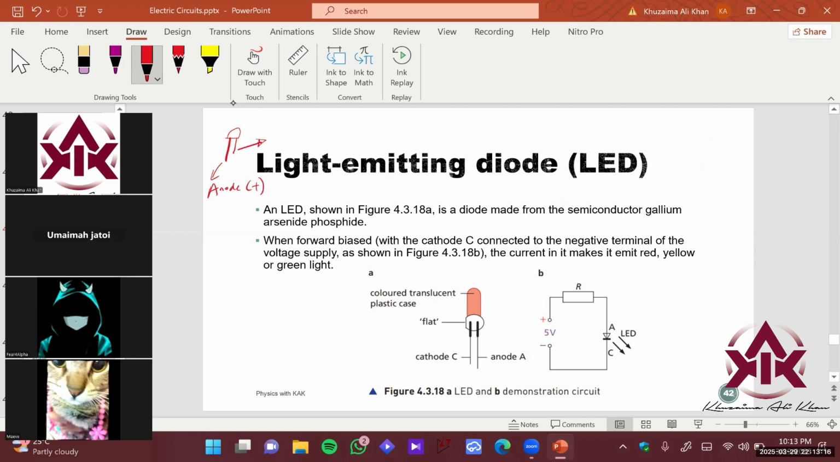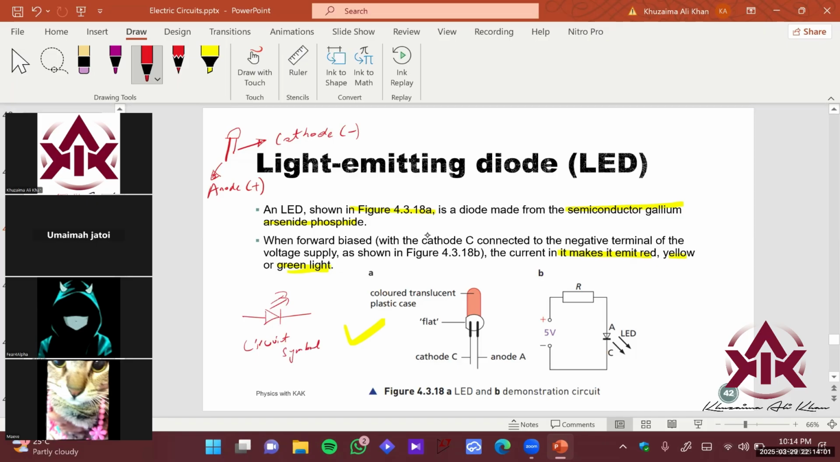So the light emitting diode LED contains terminals which have to be taken care of while connecting in the circuit, right? An LED, shown in figure 4.3.18a, which is this, is a diode made from the semiconductor gallium arsenide phosphide. When it is forward biased, the current makes it emit red, yellow or green light depending upon the color of your LED. You will learn what diodes are after this. Just learn that this is the symbol of the LED, the circuit symbol over here.